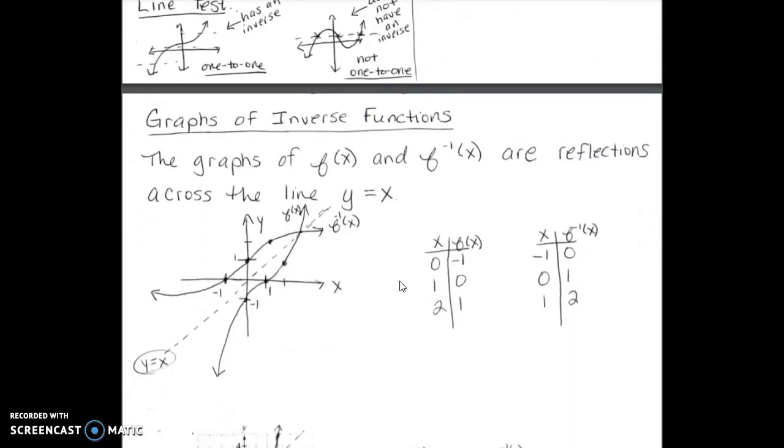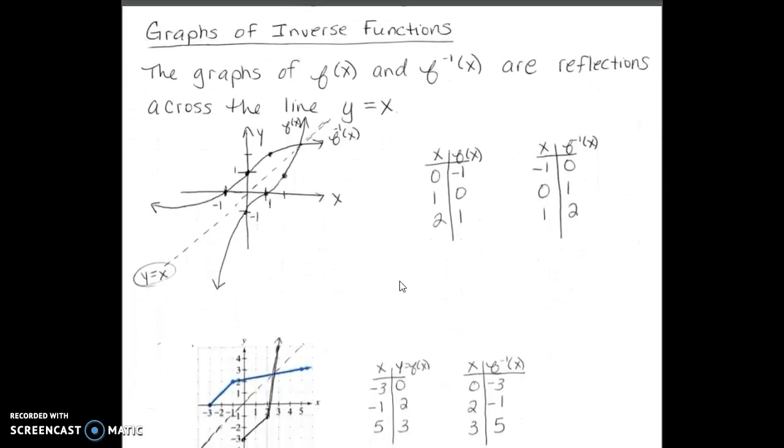Next, we're going to go over the graphs of inverse functions and how they are related. Anytime you have 2 functions that are inverses, the graphs of f of x and f inverse of x are reflections across the line y equals x. So for example, here's the line y equals x. It's a diagonal line through the origin with a slope of 1. All right, so here is an example of 2 functions that are inverses. Let's say f of x looks like this right here. That would mean f inverse should be its reflection.